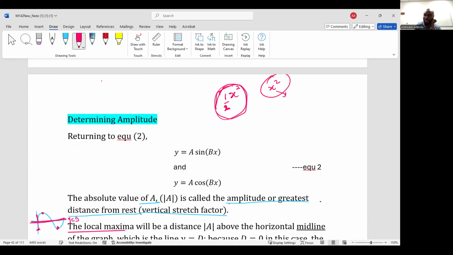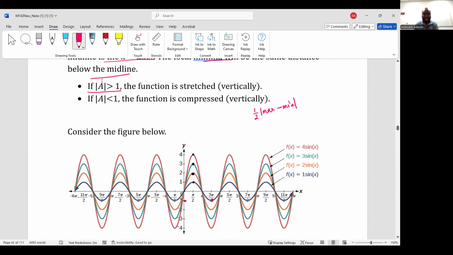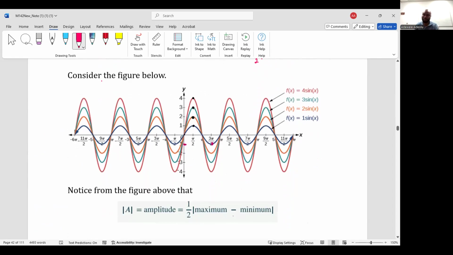Say my input here is 4. 4 squared is 16, and half of 16 is 8. So you can see it is shrinking compared to this. That is when A is less than 1, the function shrinks. It compresses vertically. So again, this is an example when A is 1, we have this situation. When A is 1, we just have this, right?